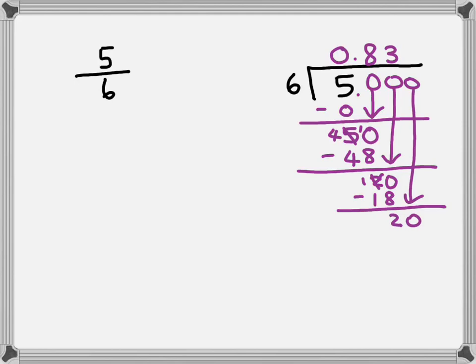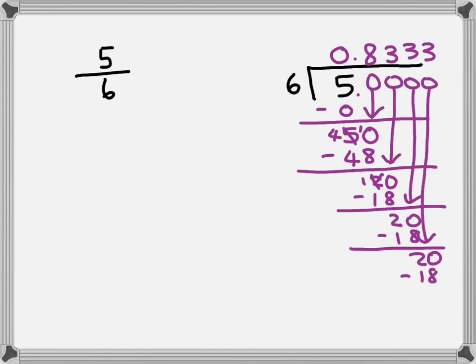We'll just take it to 3 decimal places. 6 into 20 would go again 3 times. 3 times 6 is 18. 20 minus 18 is 2. I'm going to take it further because I want to show you something. We'll bring down another 0 so we can do one more round. 6 into 20 would go 3 times again. 3 times 6 is 18 again. 20 minus 18 is 2 again. I'll stop it there. What I want to show you is that 3 is repeating itself here.